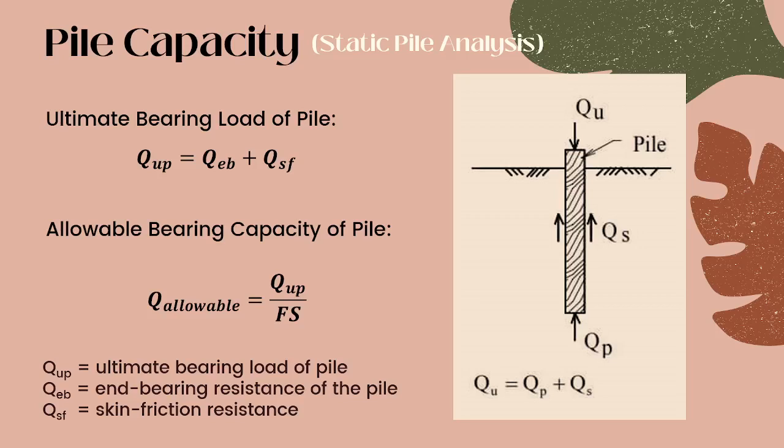So let's continue our discussion on the pile capacity. So dito muna tayo sa static pile analysis or yung analysis ng single na piles. So the ultimate bearing load of the pile is the sum of the end bearing capacity and the skin friction capacity. And of course, similar din sa shallow foundations natin, yung allowable capacity ng pile, that is the ultimate capacity divided by the factor of safety.